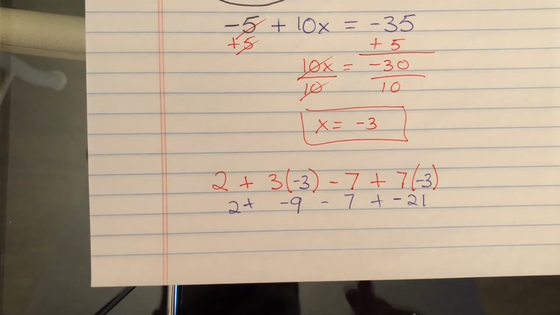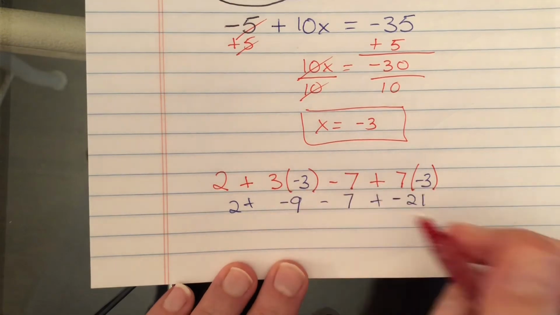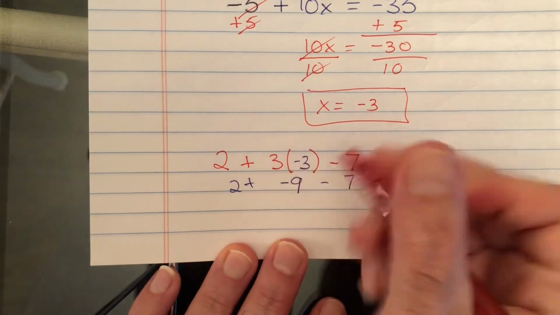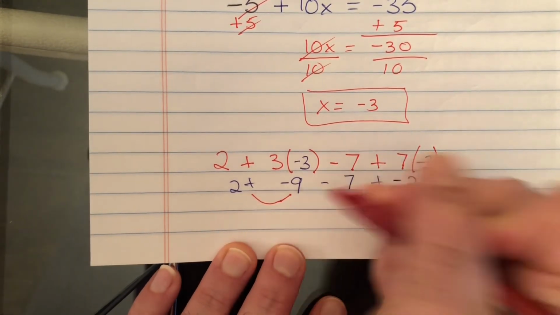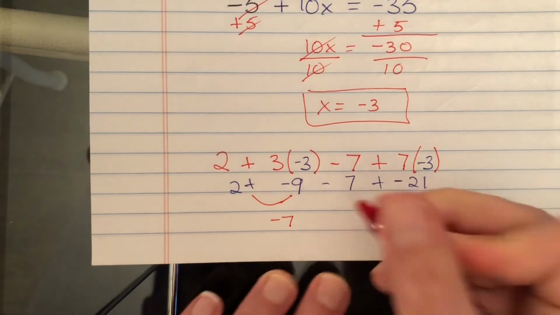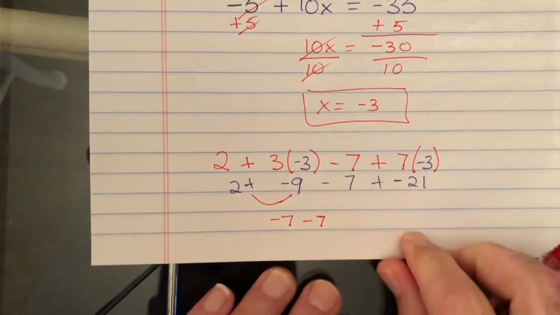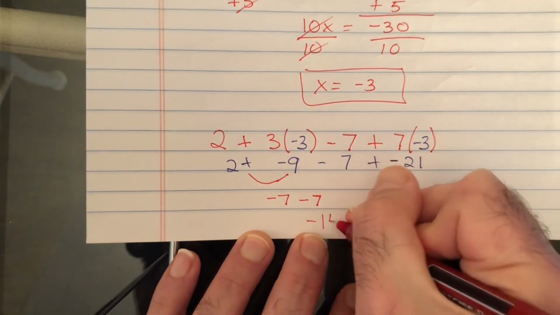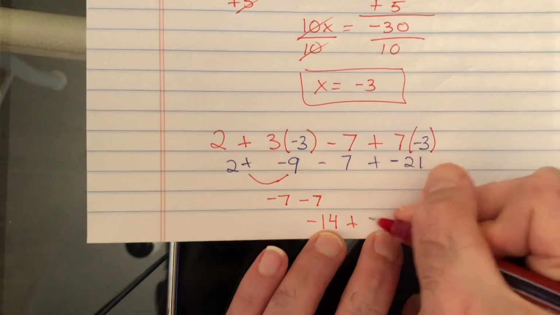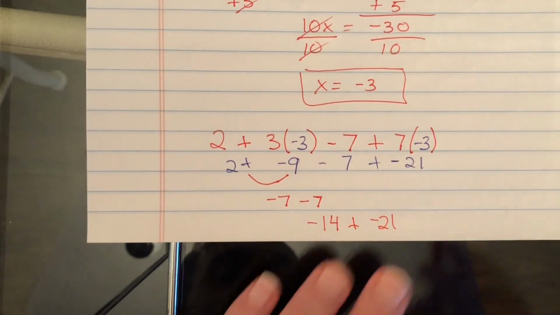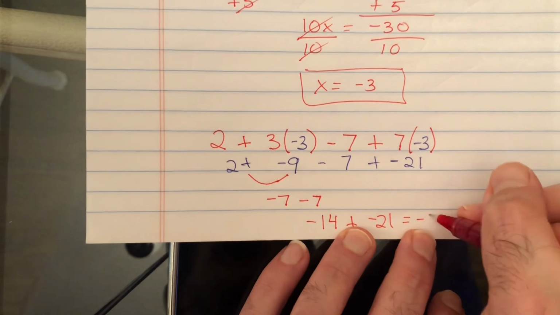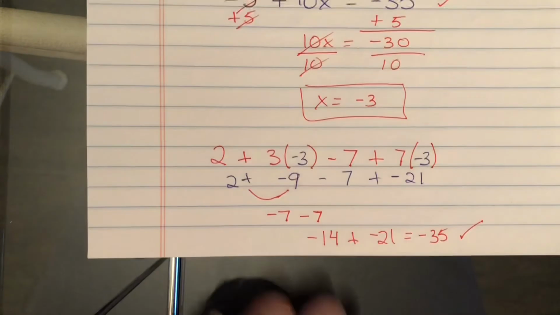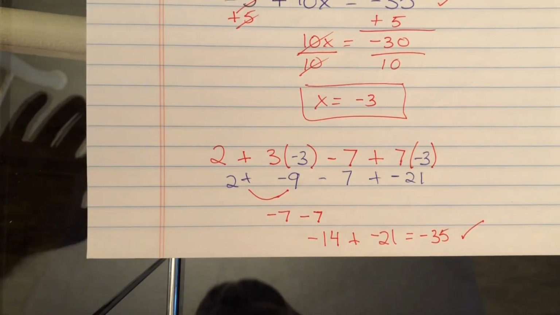So now I'm going to add these all together. I'm just going to go straight through and add it. 2 plus negative 9 is negative 7. Minus 7 is negative 14. Plus negative 21. Negative 14 plus negative 21 is negative 35. It's supposed to be negative 35, so you know that's right. That's 4 pre-algebra equations. Thank you.